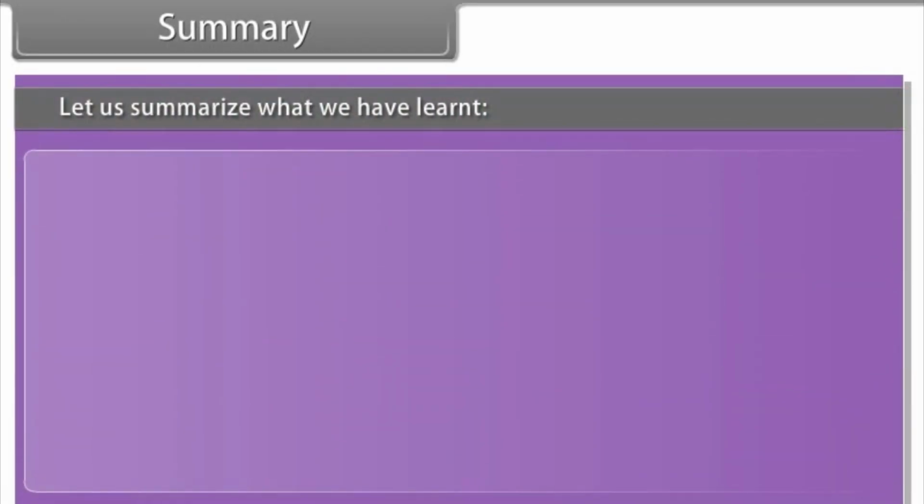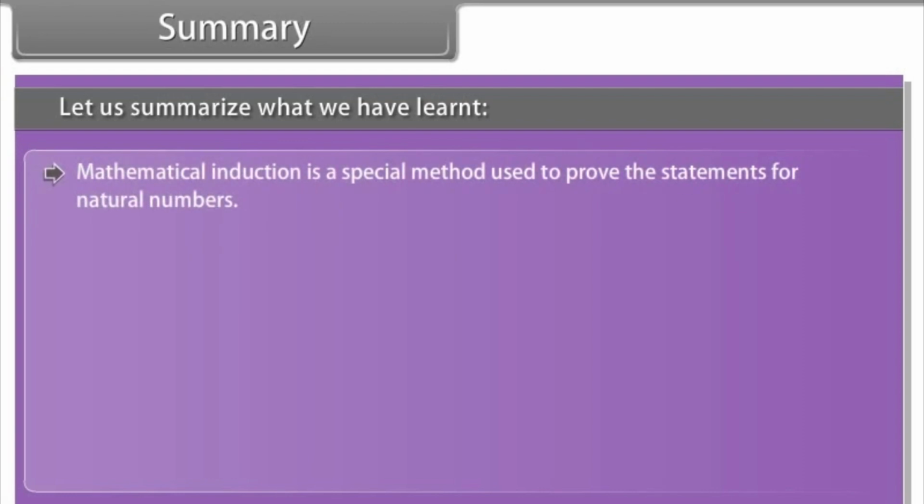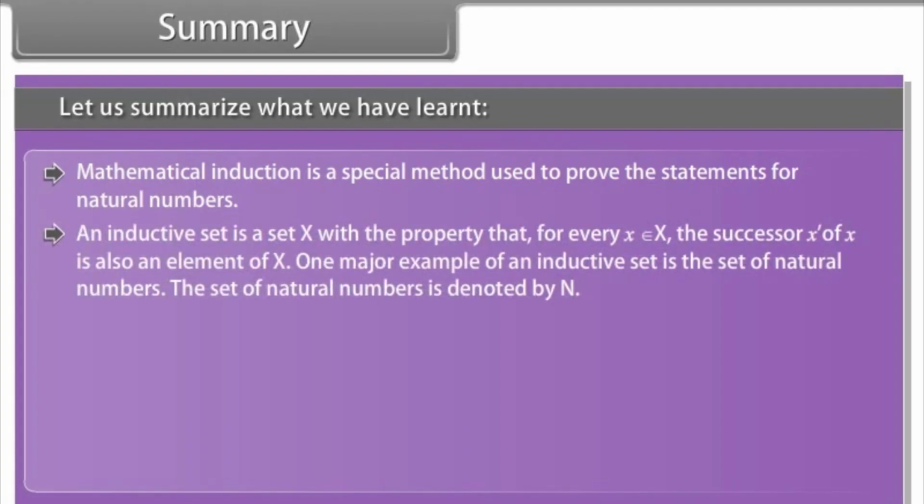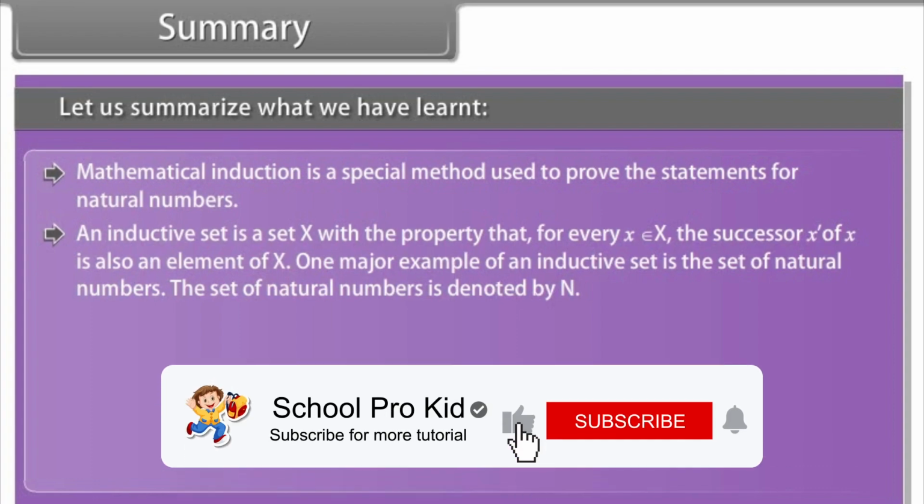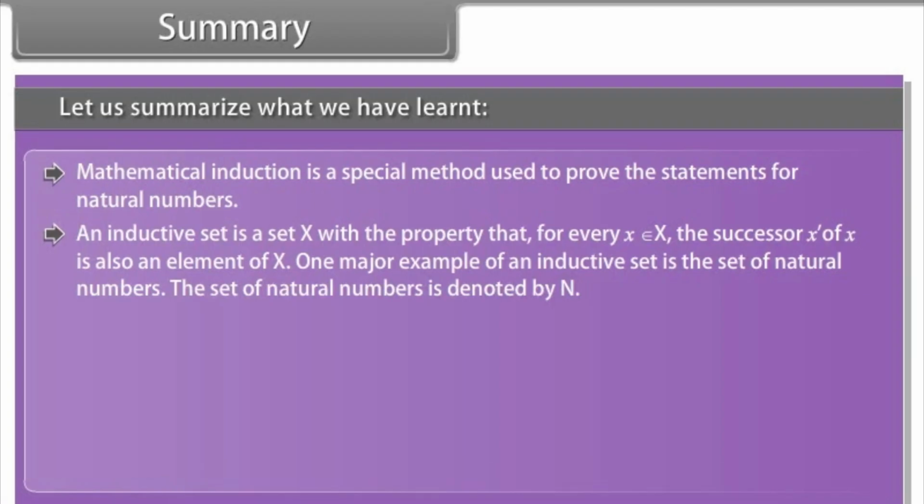Summary. Let us summarize what we have learned. Mathematical induction is a special method used to prove statements for natural numbers. An inductive set is a set X with the property that for every x belongs to X, the successor x' of x is also an element of X. One major example of an inductive set is the set of natural numbers. The set of natural numbers is denoted by capital N.